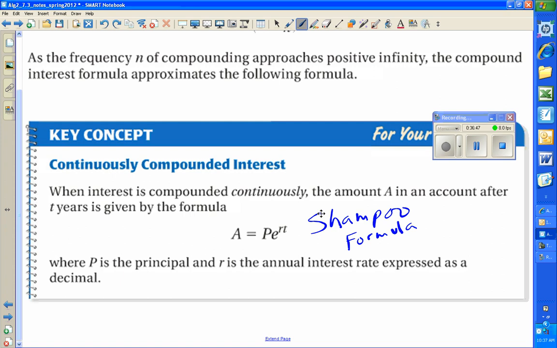Anyway, per our shampoo formula, when can we use it? We can only use this formula when you see the words compounded continuously. So if the word continuously is not with compounding, you can't use the shampoo formula. It's not going to stop some people. They're going to use it anyway because it's a fun formula. But you can only use it when the compounding is done continuously.